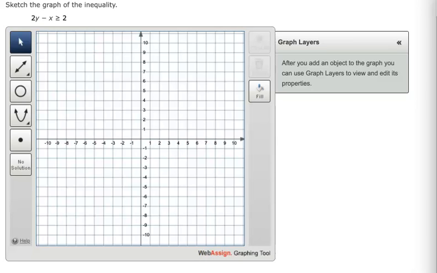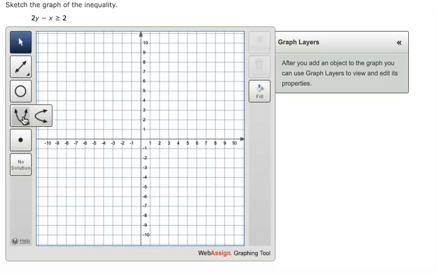We are reviewing the WebAssign graphing tool. So far, we've seen the pointer, the line tool, and the circle tool, and we are moving on to the parabola tool. The parabola tool has an additional parabola. You can see by this little triangle here, you click it, and we're going to end up with two things here. And so we have to select it.